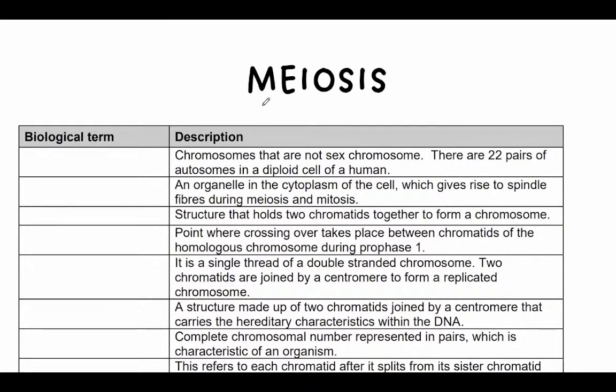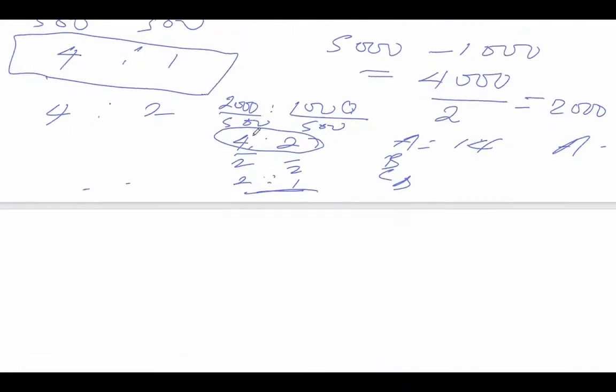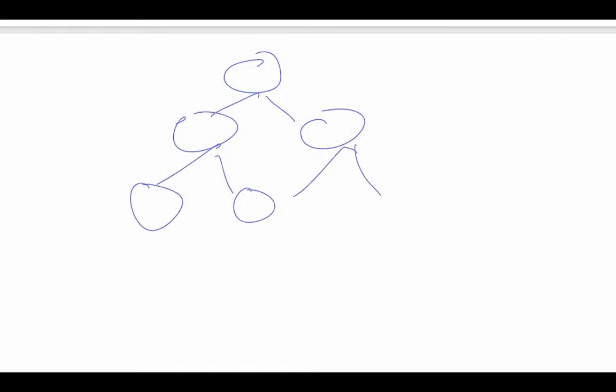Meiosis, what is meiosis basically? As a simple recall, we say that meiosis is a type of cell division whereby you have one cell divide into 2 cells, and then 2 cells divide into 4 cells. And these cells have half the chromosome number of the original cell.